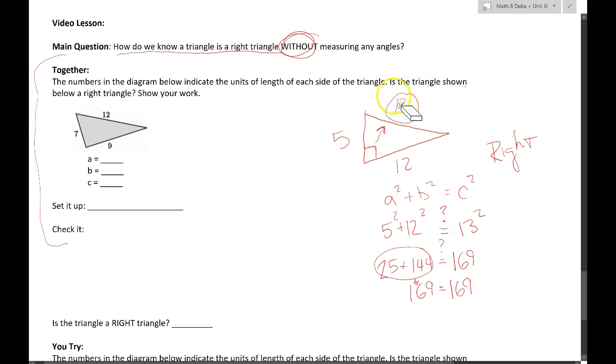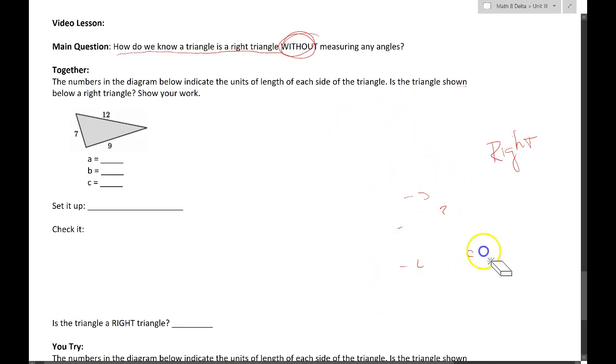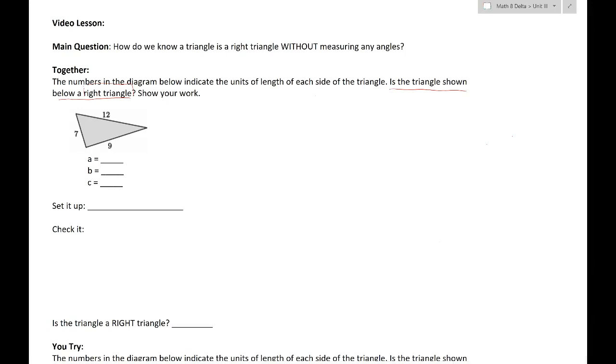Now, let's get rid of some of this scratch work here. Let's go in and actually try this one where it says together. Move some of the work over here. Let's test this one out. It looks like what we need to do is find out if this triangle right here is a right triangle, because it says, is the triangle shown below a right triangle? Using the strategy we just saw, there are a couple tools here to get us set up. So let's start with this.